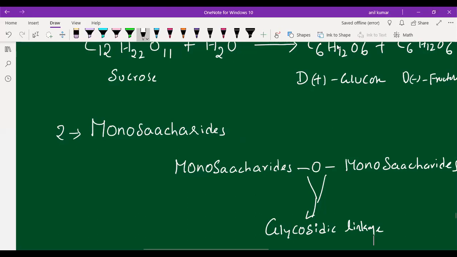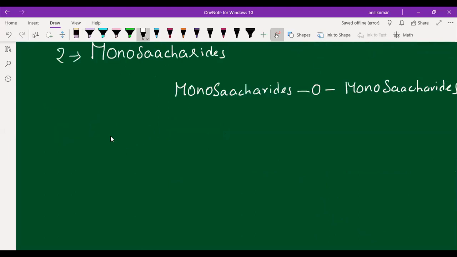Now, in sucrose also you will have a glycosidic linkage, students. Let us draw the sucrose structure. Very important, students. I will show you the glycosidic linkage in the case of sucrose. Sucrose, maltose, and lactose are very important disaccharides. In the examination, you will definitely get one question based on this.